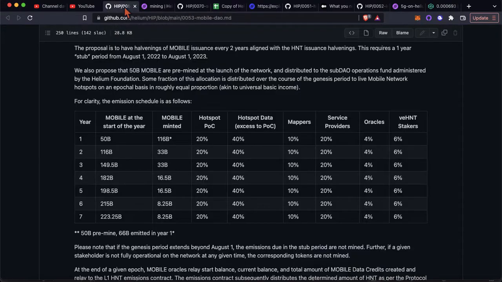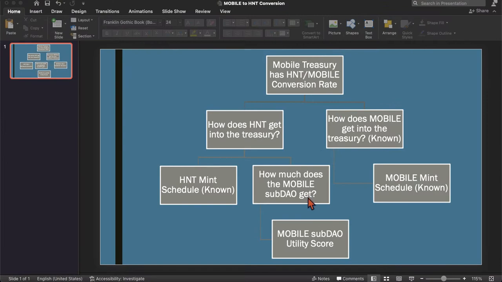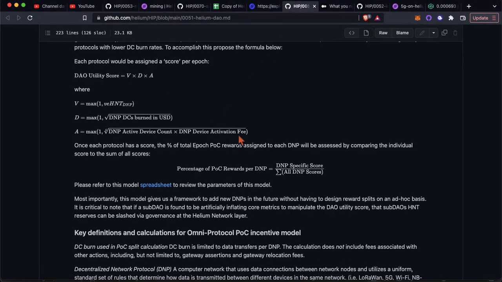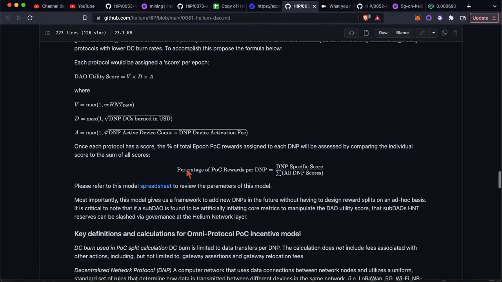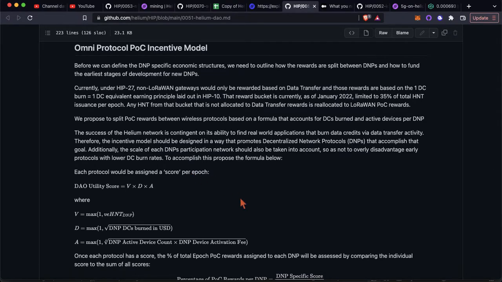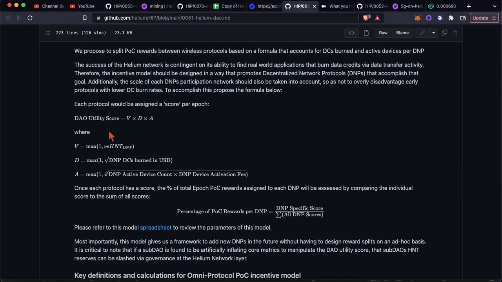Okay, great. We know the HNT mint schedule coming to miners. Now the next thing we need to figure out is how much HNT the mobile sub-DAO gets. To figure that out, you need to take a look at this utility score formula. Over in HIP 51, it discusses this utility score that is to distribute the rewards among the DAOs.